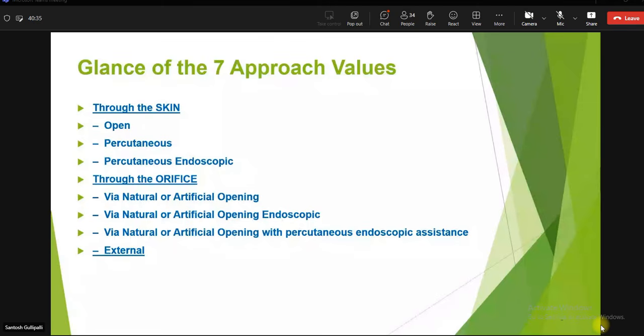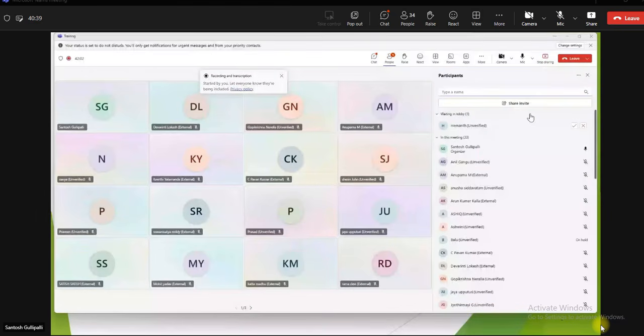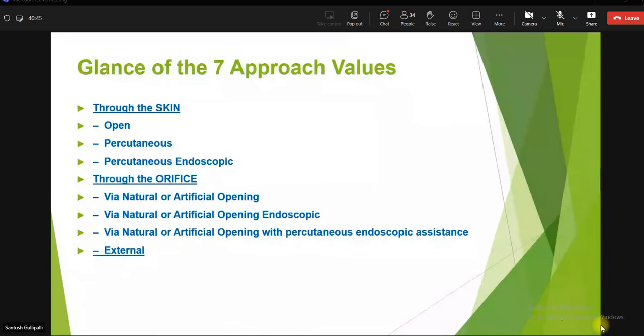So the first one, open approach. Open approach means cutting through the skin or mucous membrane and any other body layers necessary to expose the site of the procedure. For example, the physician performed some surgery for kidney or heart or some other body part, or gallbladder or liver. In that case the physician initially cuts through the skin or mucous membrane.